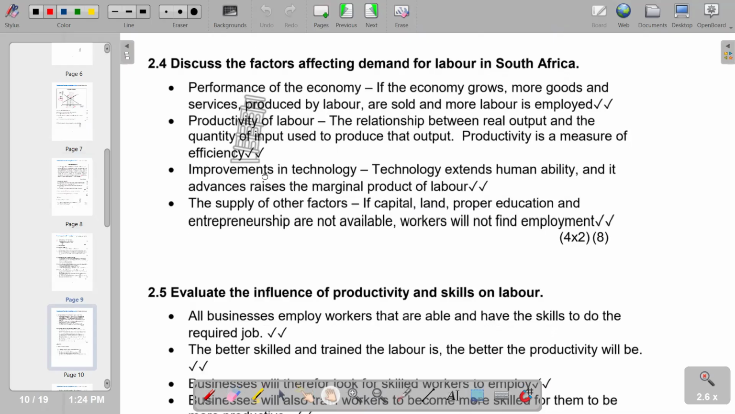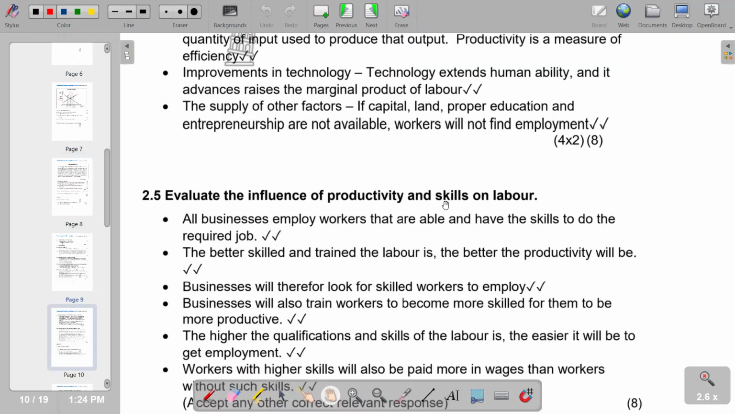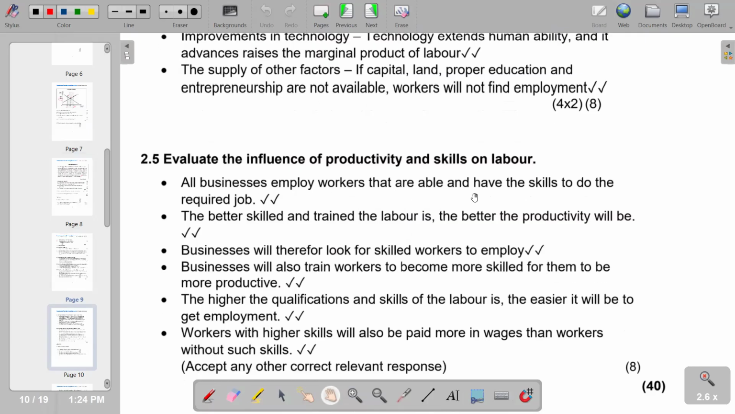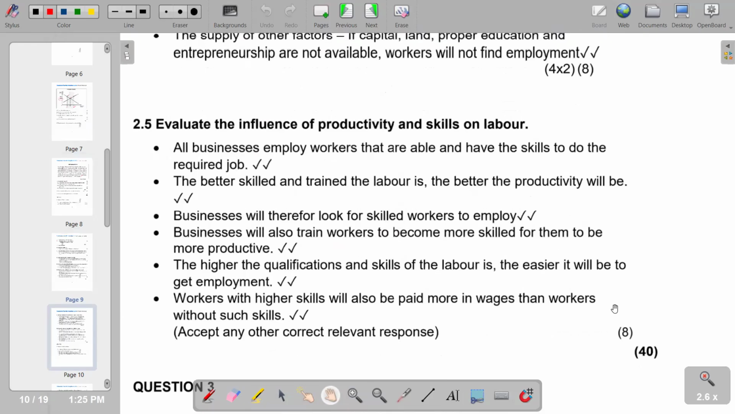Then on 2.5, evaluate the influence of productivity and skills on labor. All businesses employ workers that are able and have the skills to do the required job, and the better skilled and trained the labor, the better the productivity will be. We have further points that are also correct that we can include in terms of 2.5. We have a total of 40 marks on question 2. So of course, we can move on to the next question, which is going to be our question 3.